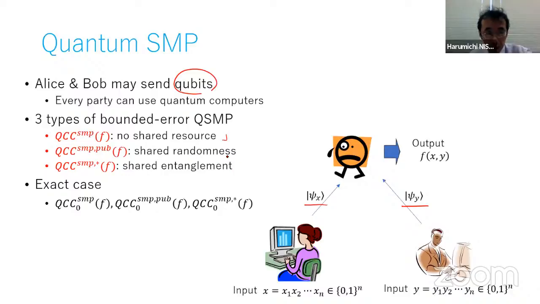We can consider not only the shared randomness case, but also the shared entanglement case. So we have 3 types of variants. Also, in the exact case, we put subscript 0, so no error.